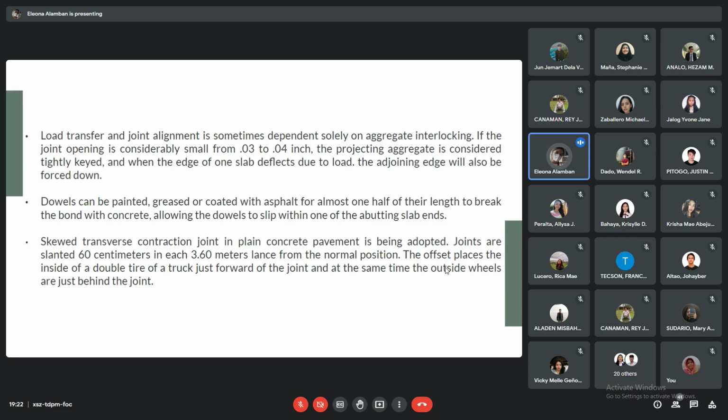Skewed transverse contracting joint in plain concrete pavement is being adopted. Joints are slanted 60 centimeters to each 3.60 meters lanes from normal position. The offset places the inside of a double tire of a truck just forward of the joint, and at the same time, the outside wheels are just behind the joint.